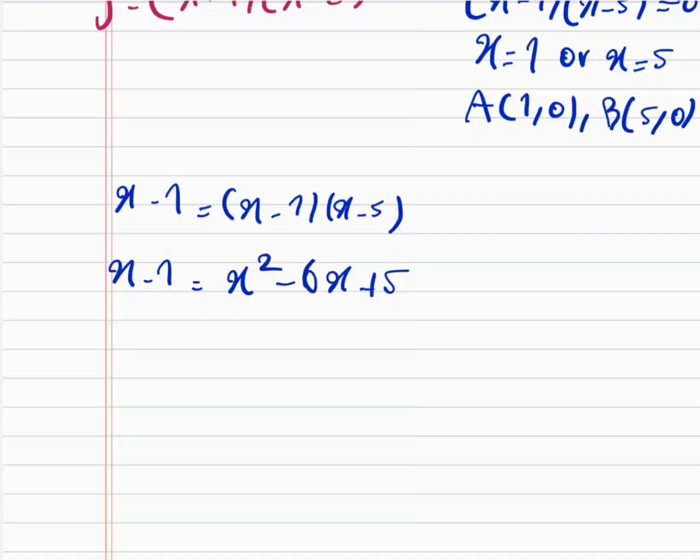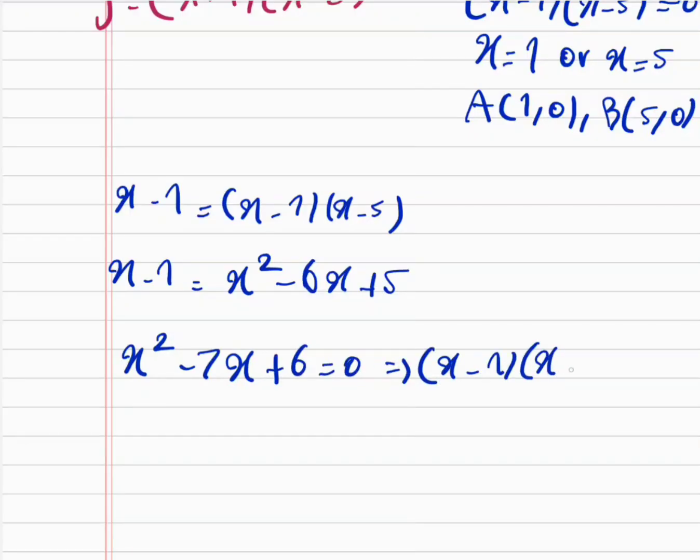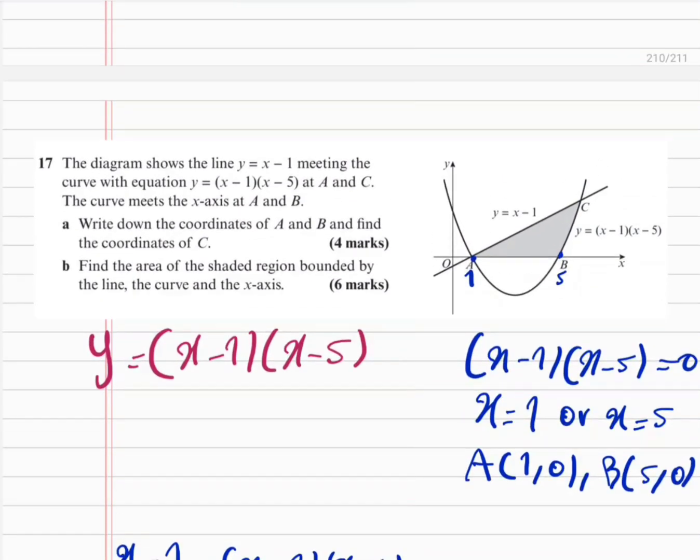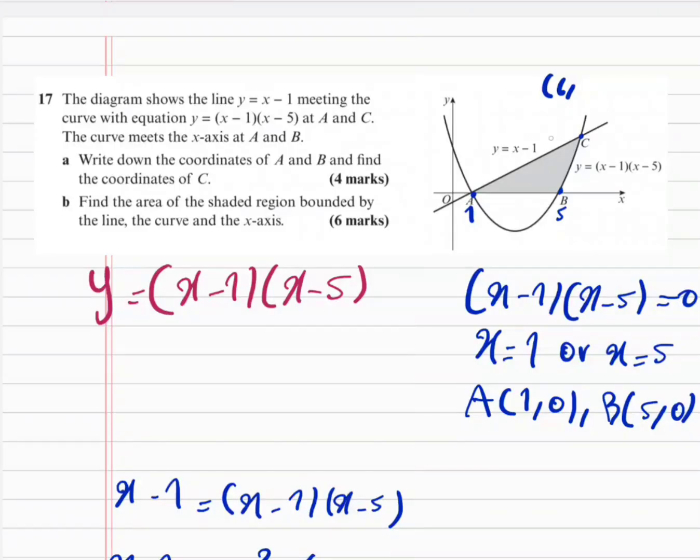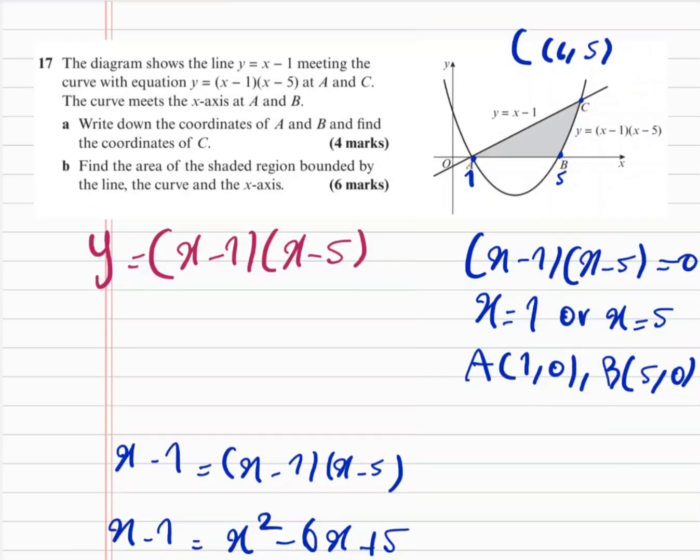Let's now rearrange the equation. So we have x squared minus 7x plus 6 is equal to 0. And we have (x minus 1)(x minus 6) is equal to 0. So we get two solutions: x is equal to 1 or x is equal to 6. Now looking at the graph, obviously C is 6. So C has x coordinate 6, and to find its y coordinate, we just substitute 6 into, let's say, the equation of the line, and that's equal to 5. So we have the coordinates of C now. Okay, so that's the answer to part A.